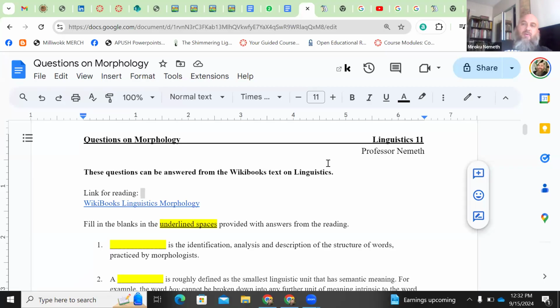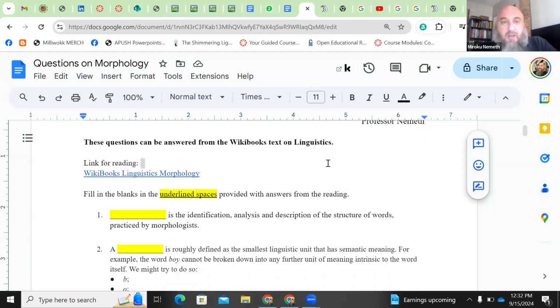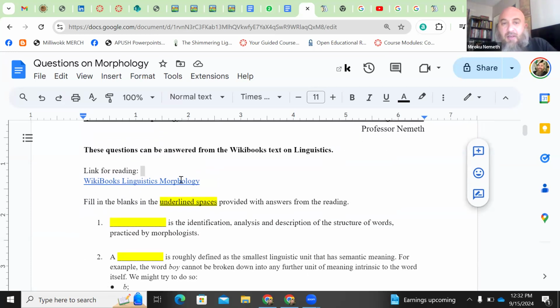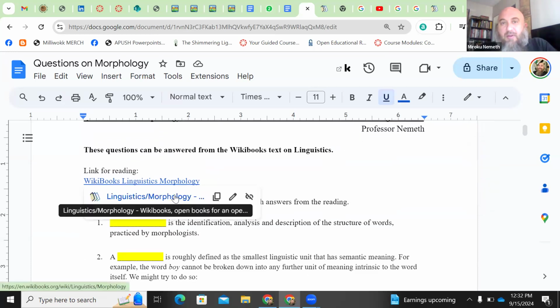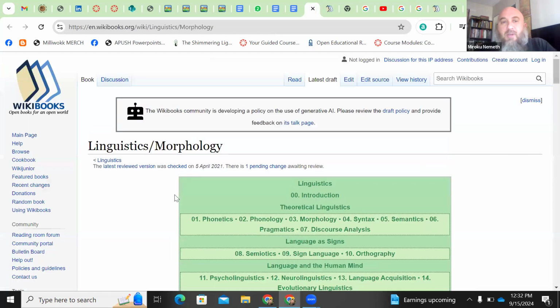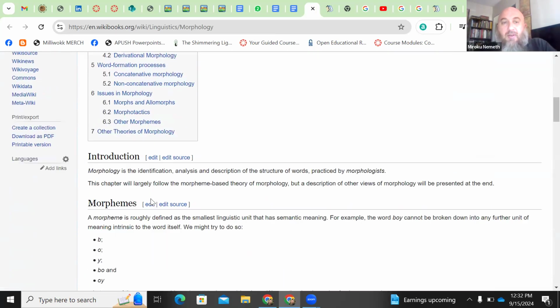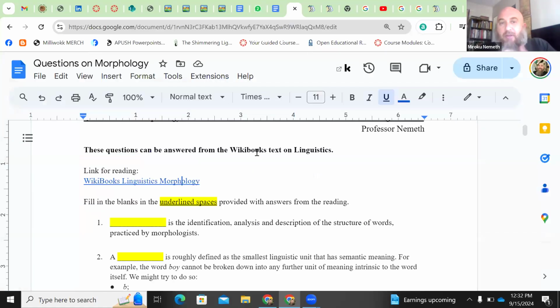Okay, so this is for the chapter on morphology, or the week on morphology and etymology, primarily morphology, though we'll have some great exercises on etymology. For Linguistics 11, all of these can be answered just using the Wikibooks link, the open source Creative Commons link on morphology. And I will make a general weekly video for that.